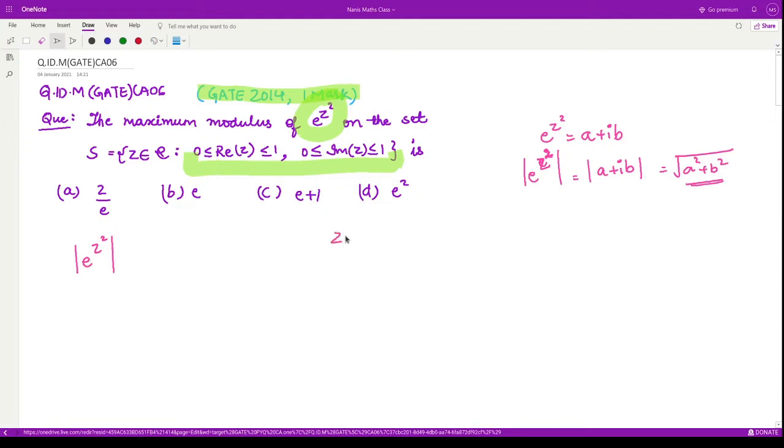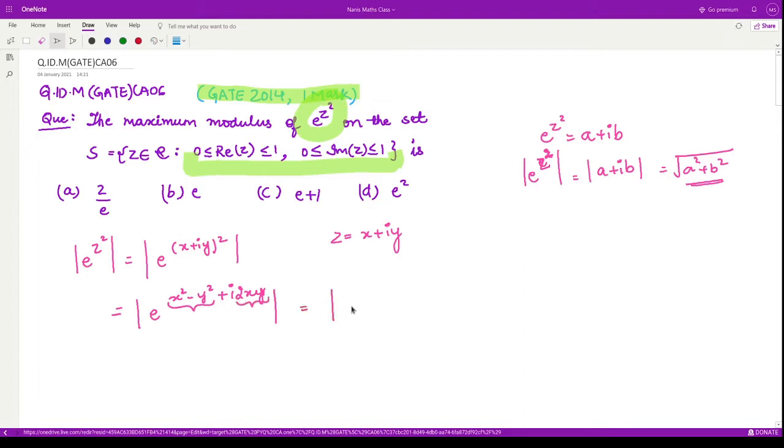So let us first simplify this. Let us substitute z is equal to x plus iota y. So from here we would have e to the power (x plus iota y) whole square, right? So we can open up this square quantity. We would have x square minus y square plus iota times 2xy. So this is the quantity. Now this is the real part and this is the imaginary part with iota.